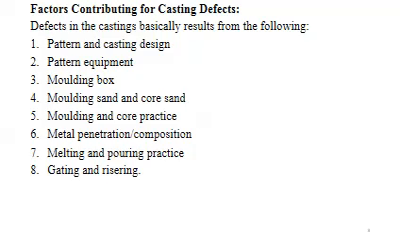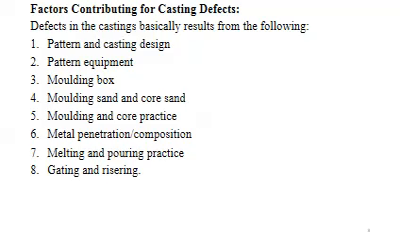Core sand is used to prepare the cores. A core is a cavity or hollow part required in the component. Molding sand is used around the pattern. Next is molding and core practice, which is very important. The sixth point is metal penetration and composition of the liquid metal, then melting and pouring practice. If the gating and rising system is properly designed, then defects will be controlled in the component. These are the factors contributing to casting defects.